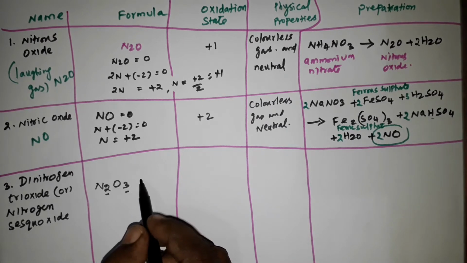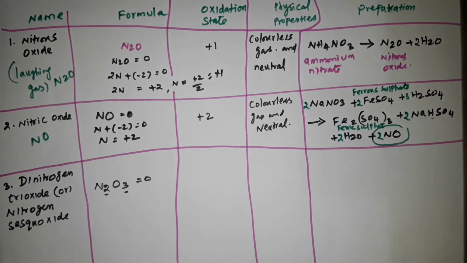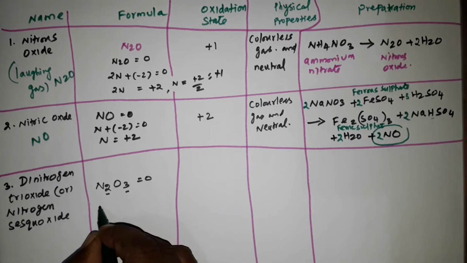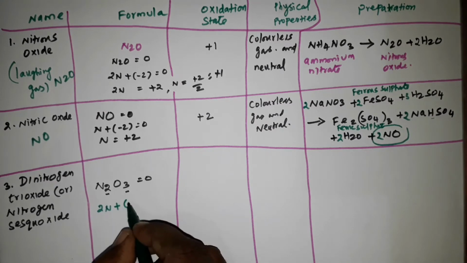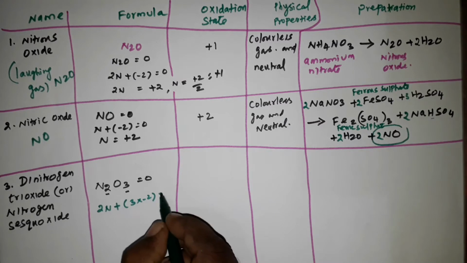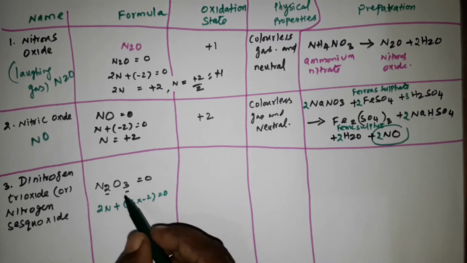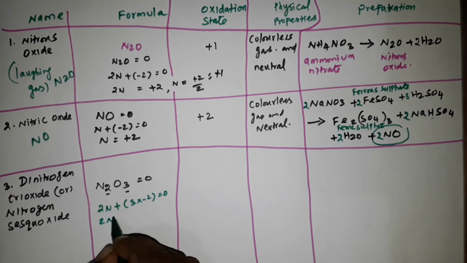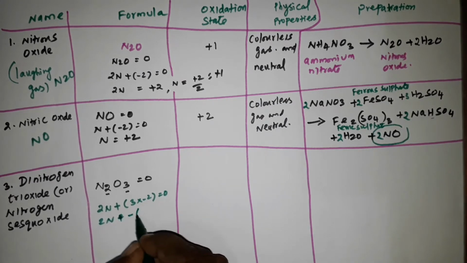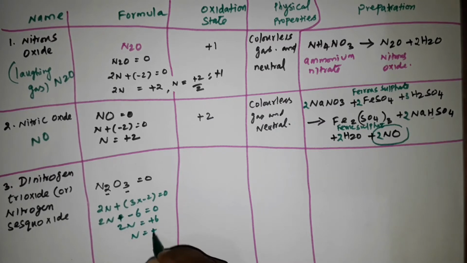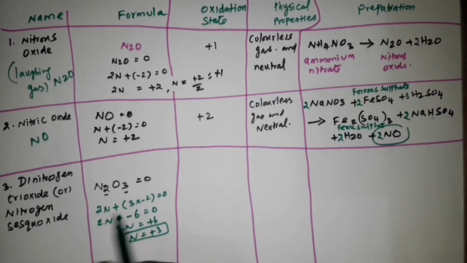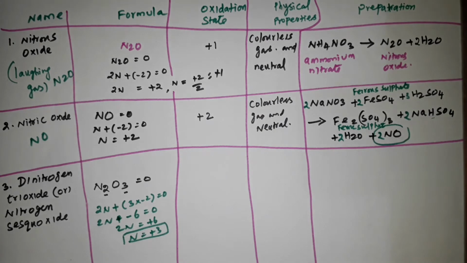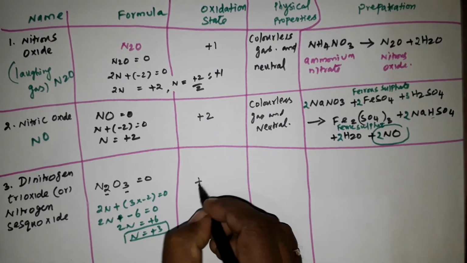Here calculate the oxidation state equal to 0. Then 2 nitrogen plus 3 into minus 2 equals 0, because the oxidation number for oxygen is minus 2. So 2N plus minus 6 equals 0, 2N equals plus 6, N equals plus 3. This is the oxidation state for dinitrogen trioxide, that is plus 3. Okay.